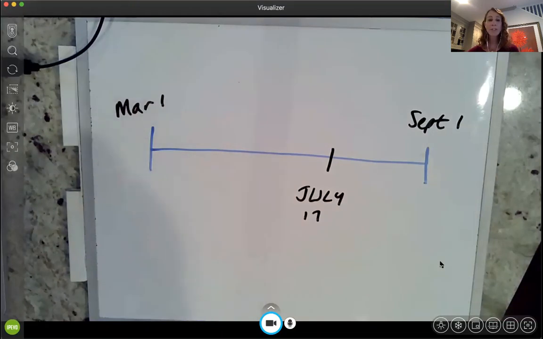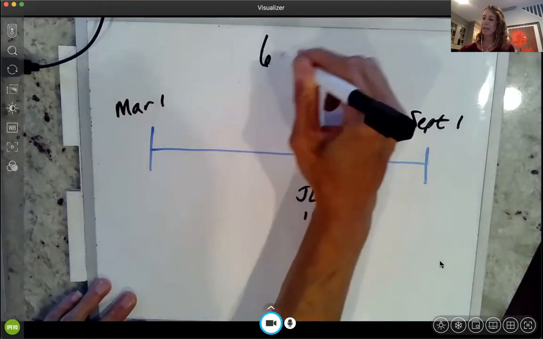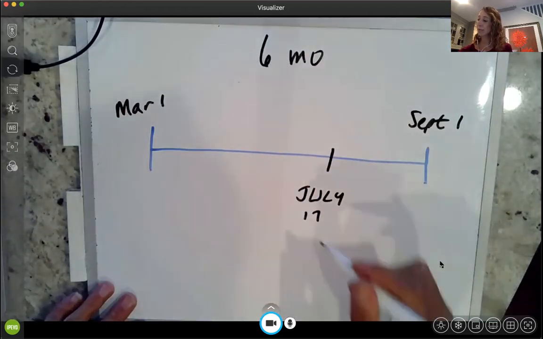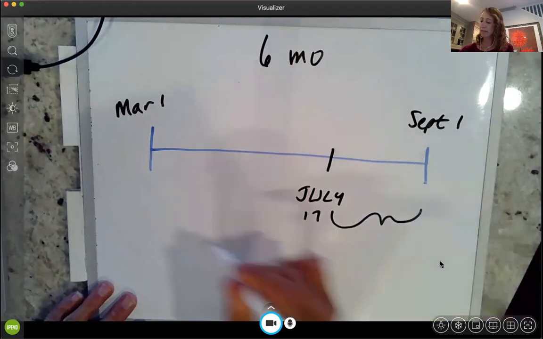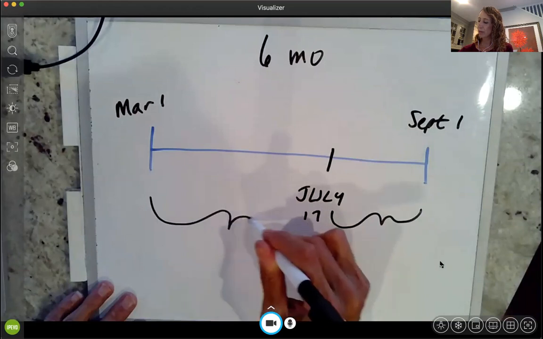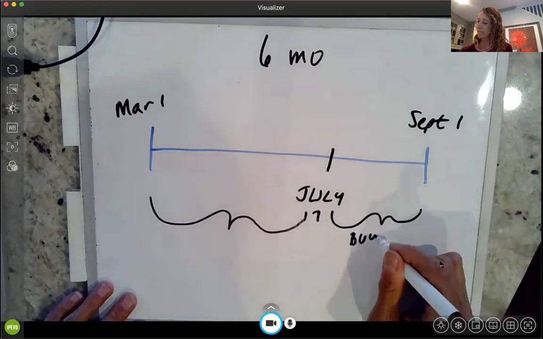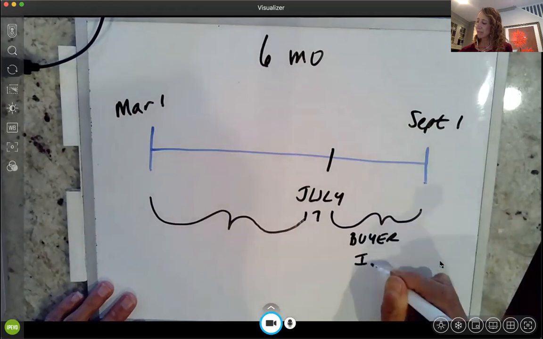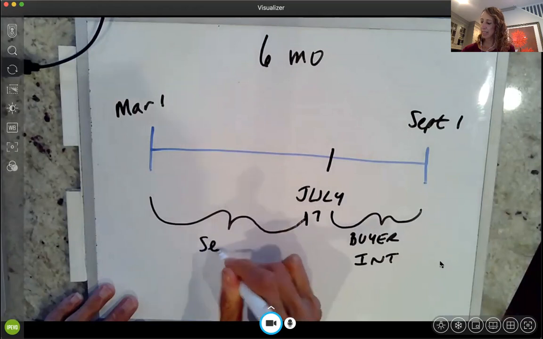And so when I purchase this bond, I have to think a little bit about what's happening. So the interest payment, this is a 6-month period, and the interest payment that's going to occur on September 1st is going to belong not just to one party. So the buyer here owns the interest from July 17th on. Prior to that, the interest belonged to the seller.